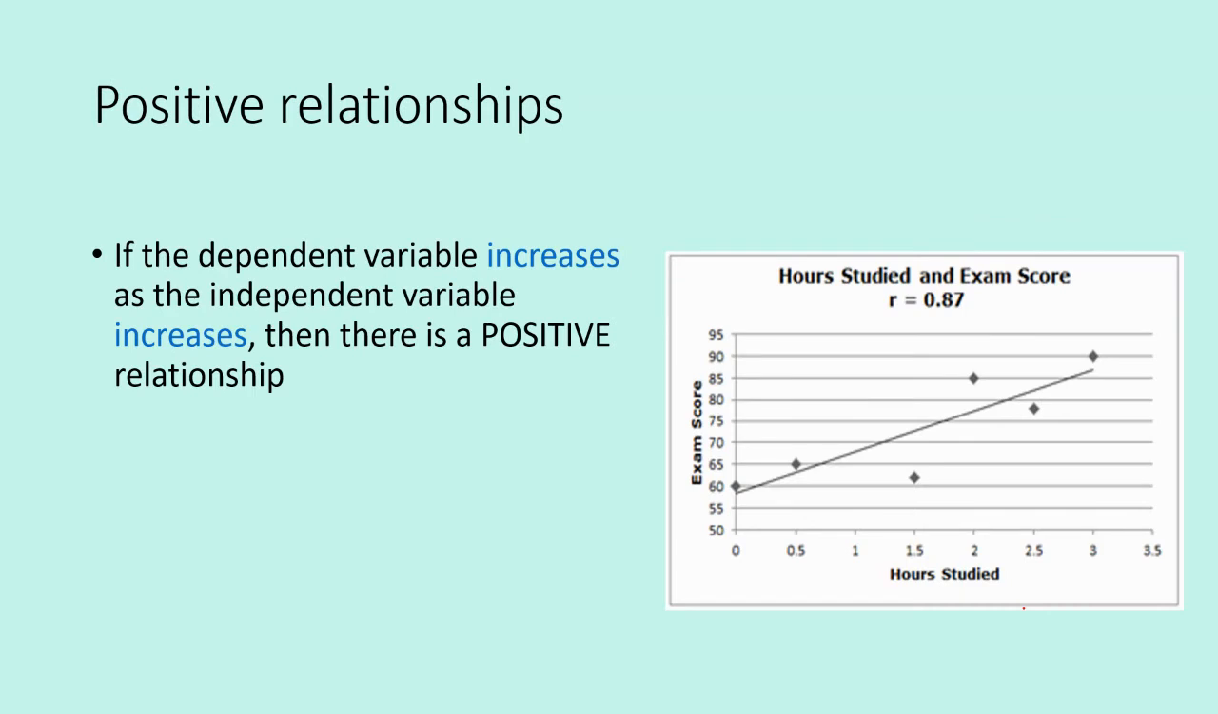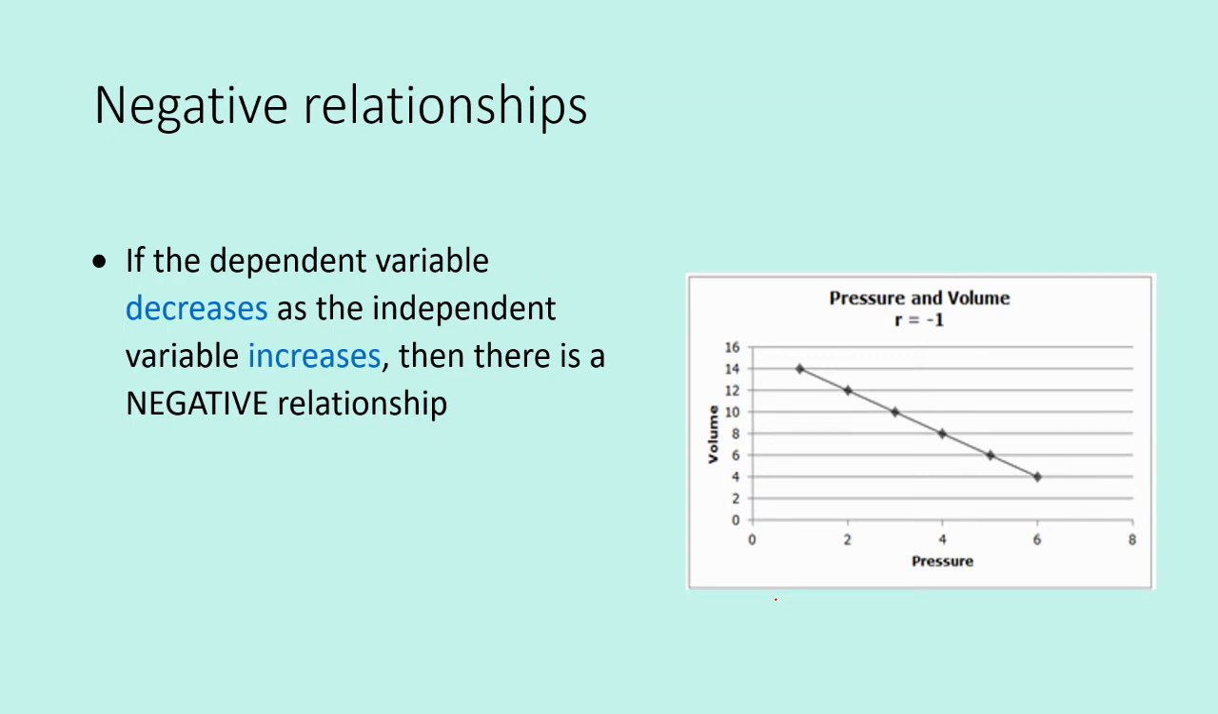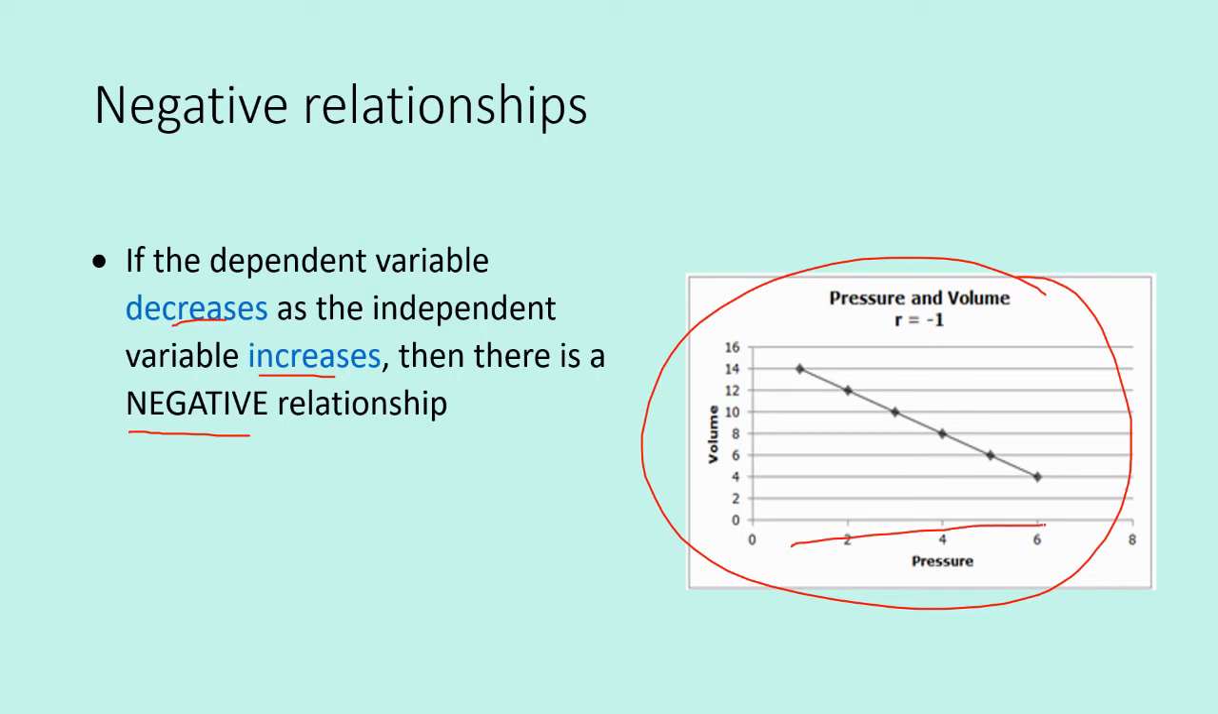Positive relationships: if the dependent variable increases as the independent variable increases, then there is a positive relationship. If the dependent variable decreases as the independent variable increases, then there is a negative relationship, as in this graph here. So as pressure increases, volume decreases.